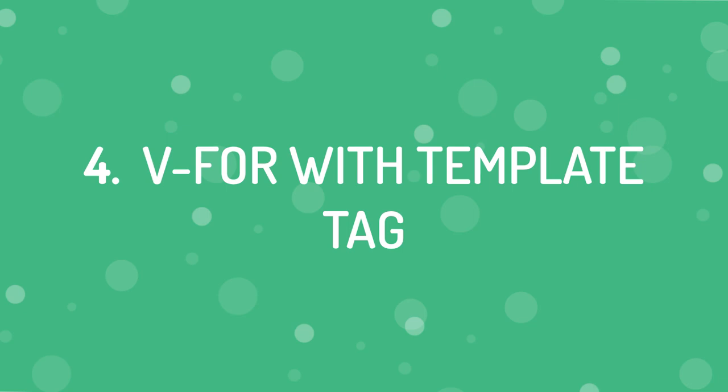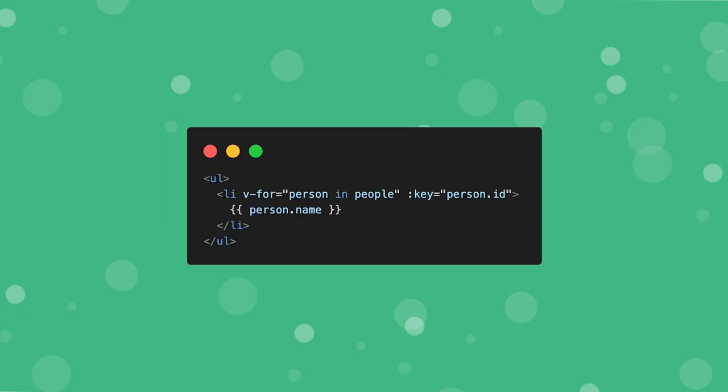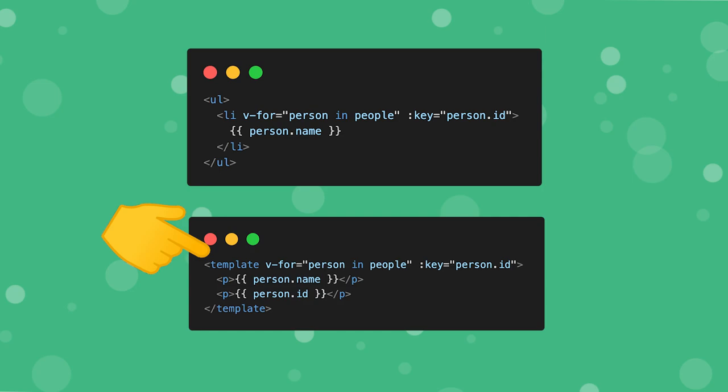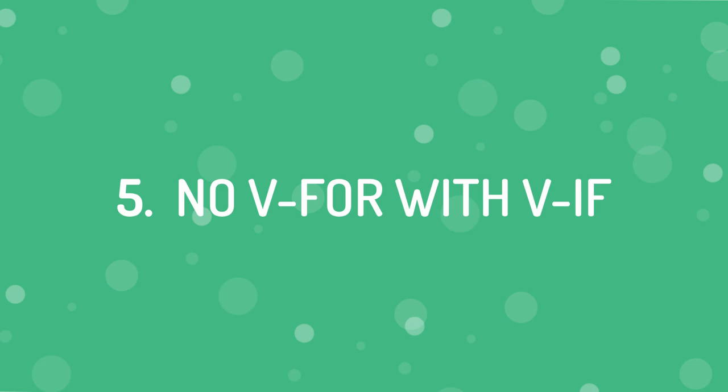So for the fourth tip, we can also use a v-for directive on a template tag. Now, so far we've only used the v-for directive on a single element. If we wanted to render out a block of elements, we can use the template tag with a v-for directive to do so.